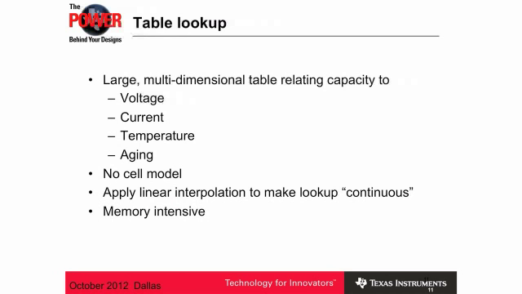You could have a large multi-dimensional table where you have current, voltage, temperature, aging, all of that corresponding to a state of charge. But think about how long it would take you to figure all that out. It's going to be maybe months in the lab. And then does it really work? One problem with batteries is the impedance is not stable even within one lot of batteries. That can be up to 15% difference. The advantage, though, is you don't have to have a cell model. Okay? And you can apply linear interpolation to these tables and make it look continuous. It is very memory intensive, however.